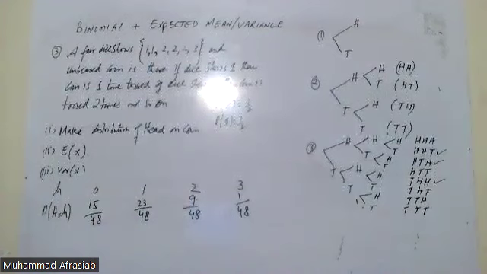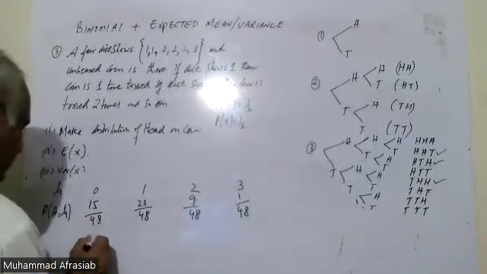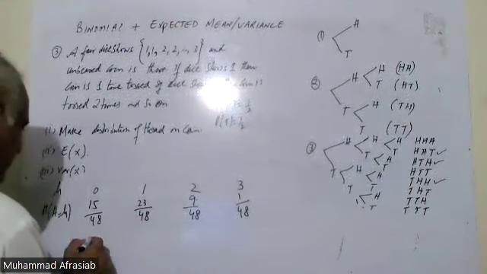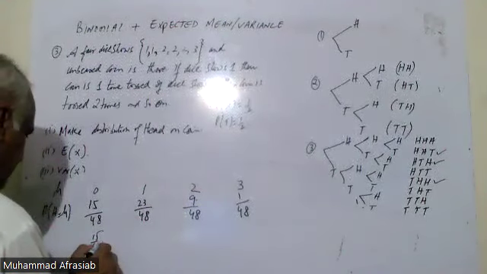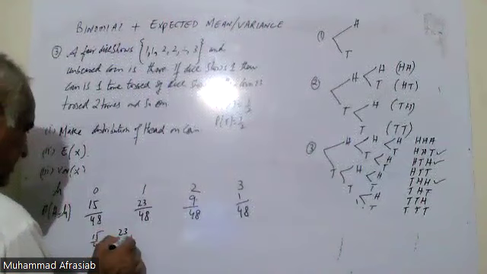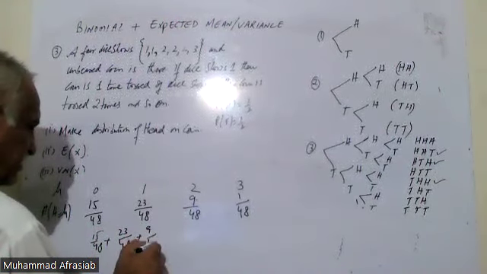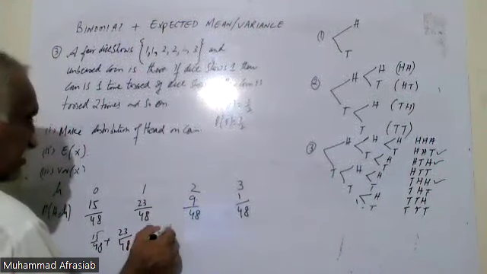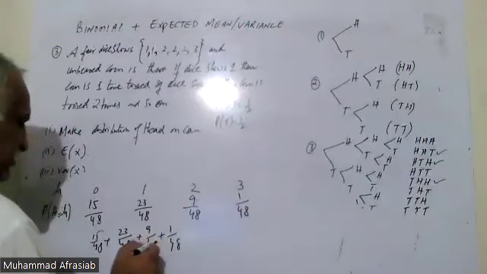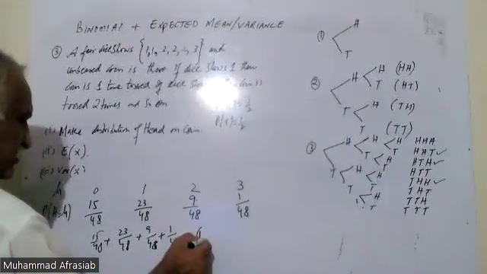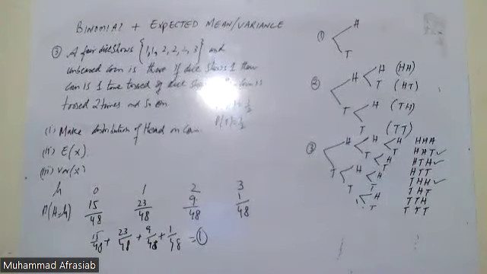So this is the distribution table, and now we will add all these to check whether it is right or wrong. 15 over 48 plus 23 over 48 plus 9 over 48 plus 1 over 48 is equal to 1. So it means this probability distribution is correct. And now we will solve the second and third parts in the next video.